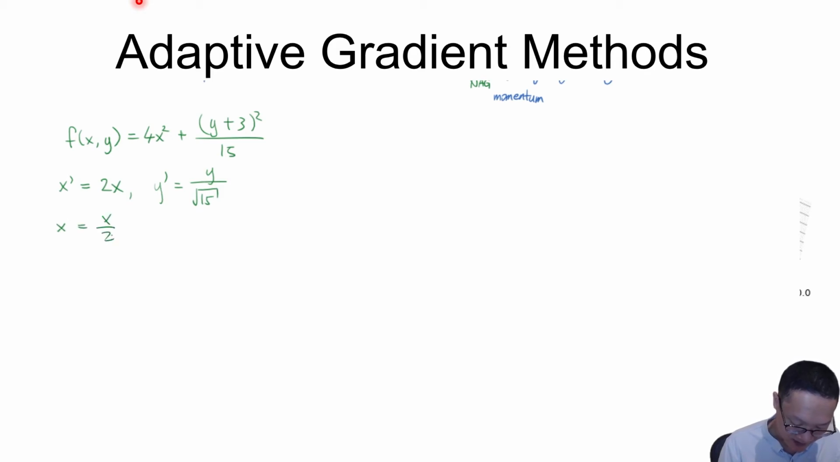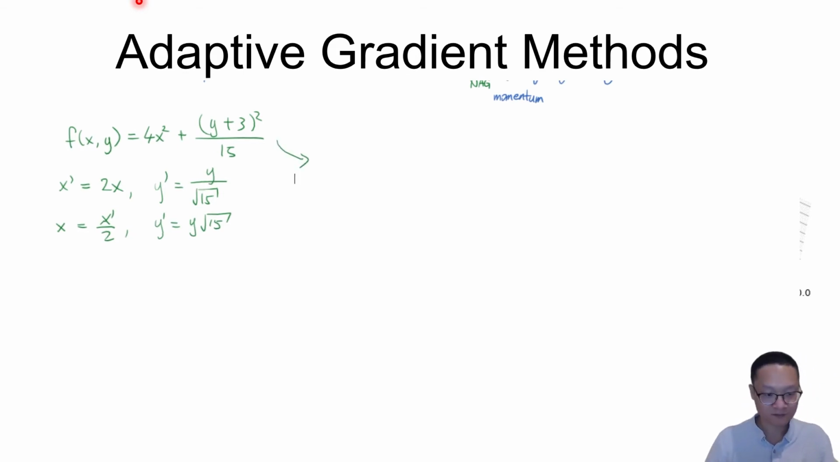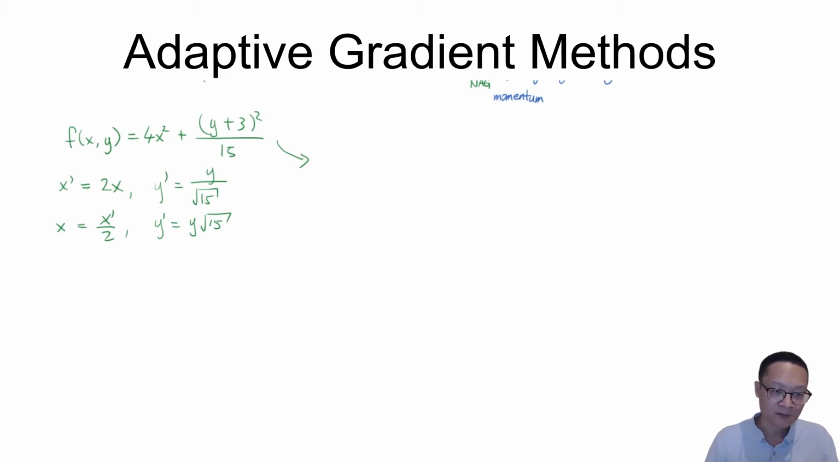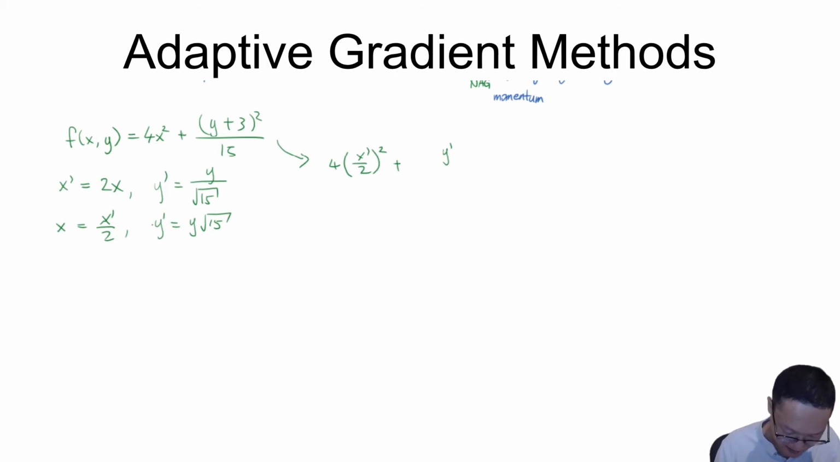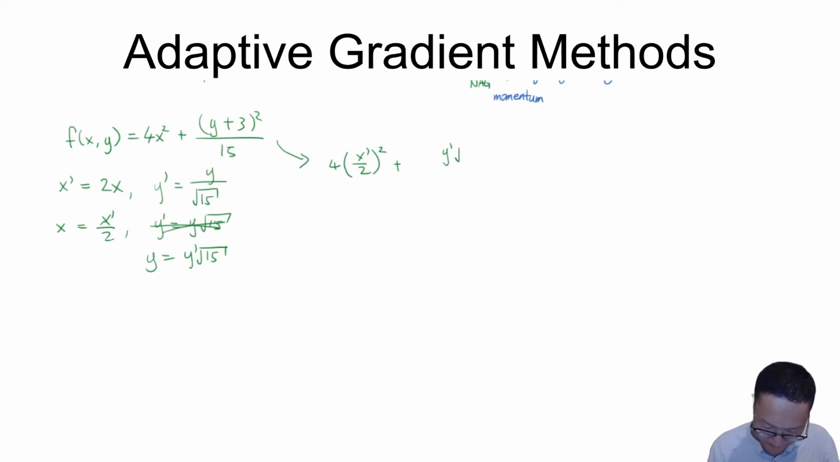So that means we can rearrange the equation for x and y. Y prime equals y over root 15. Okay. So now we can plug things in. So f of x, y will become 4 times x prime over 2 squared plus y prime. Did I make a mistake here? Yeah, it looks like I did. So here y should be equal to y prime root 15, plus 3 squared over 15, right? So we can kind of simplify this a little bit.